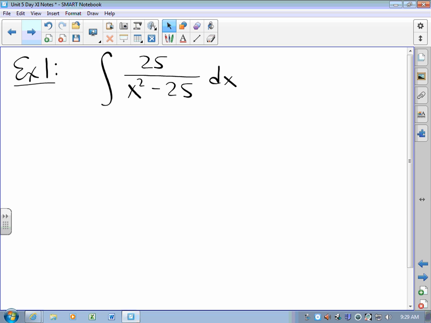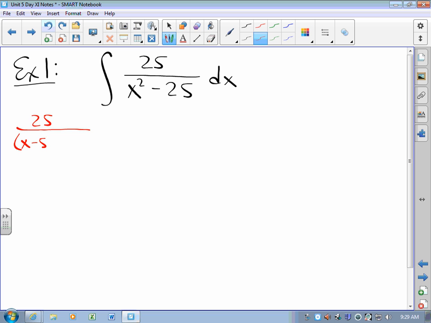Gosh, it's not a u sub, because the derivative of that is 2x, and we don't have an x anywhere in the problem. So it's not going to be a u sub. It doesn't look like integration by parts. It doesn't look like anything I know how to do, but I do know that 25 over x squared minus 25 has a factorable denominator.